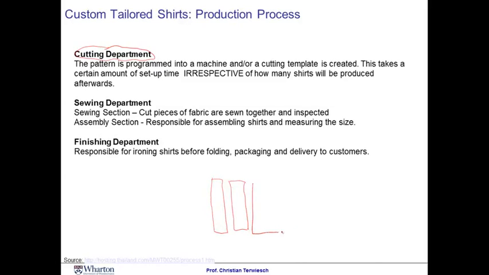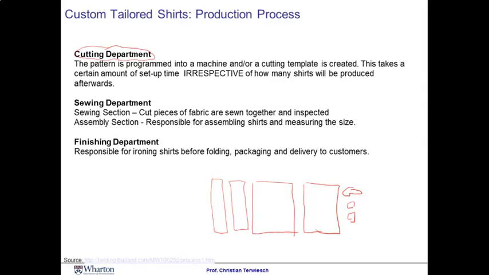Then there might be the front of the shirt, the back of the shirt, the collar piece, and the cuffs. And those are programmed into a machine that will later on do the actual cutting. Now notice that this setup of programming the machine, or building this template, takes a certain amount of time that is independent of whether we're going to produce 1 shirt, 10 shirts, or 100 shirts. Once we have done the setup of the machine, the actual cutting can begin.